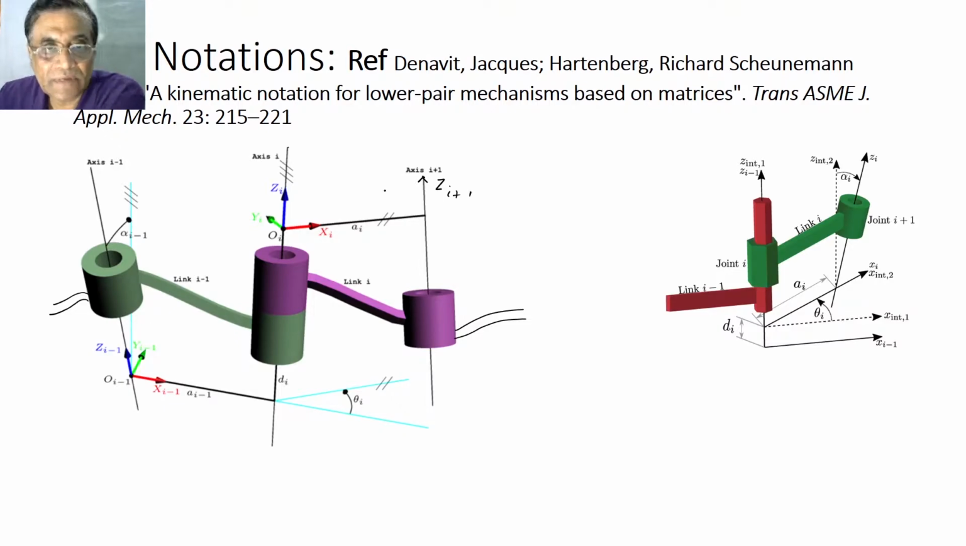Now let us try to understand how we can attach a coordinate frame. The convention is, wherever a rotation axis is there, you assign Z, and you see the direction of the common normal. The link could be of any shape, but what is the common normal which is characterizing the link length? Why is it characterizing link length?